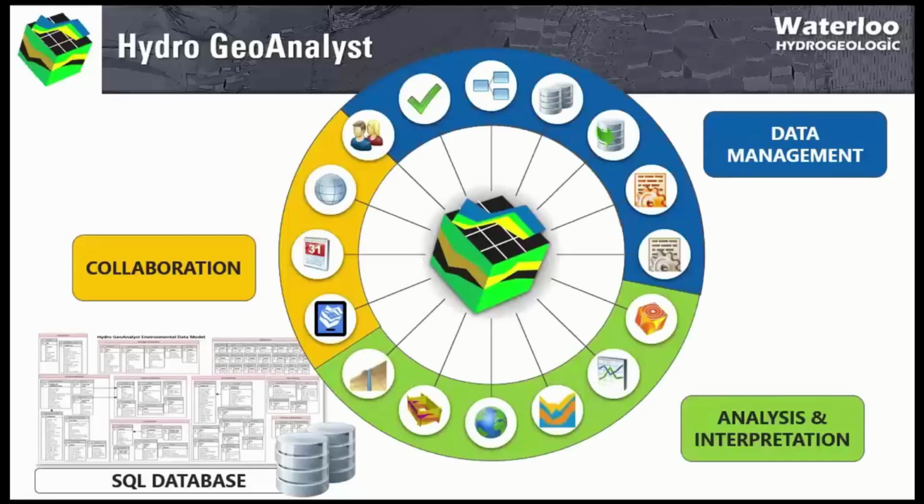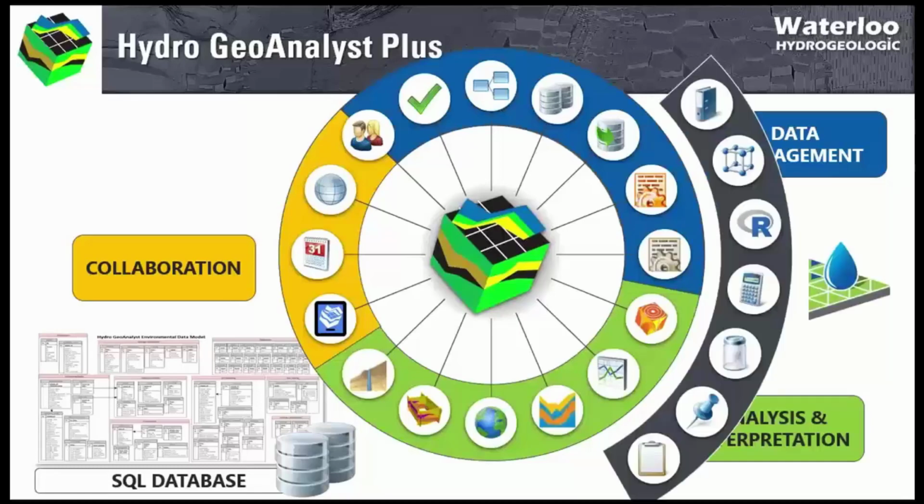So HGA sits on top of your SQL database and provides you with a series of modules, each of which has its own purpose in three broad categories, including data management, analysis, interpretation, and collaboration. New in HGA 9, we've added in a new edition. It's a premium edition called HGA Plus that integrates all of the functionality of Aquachem.